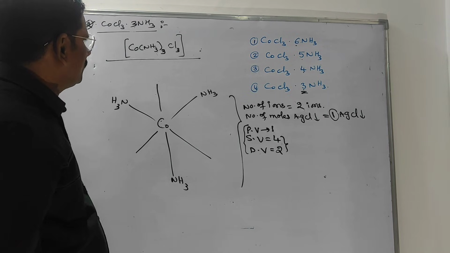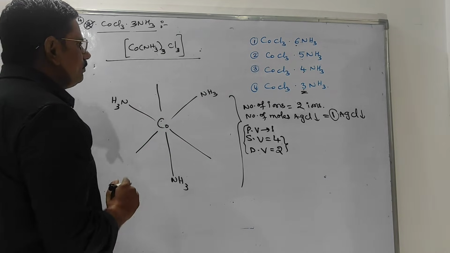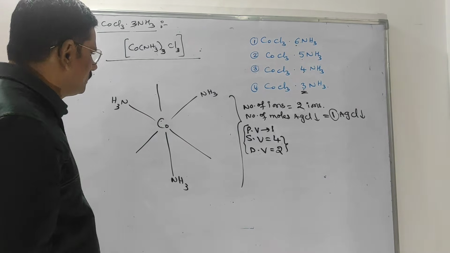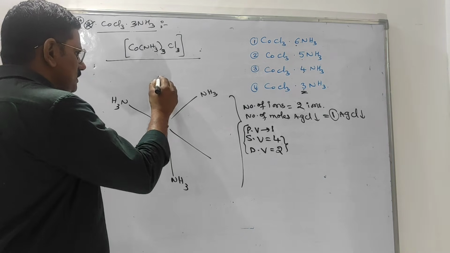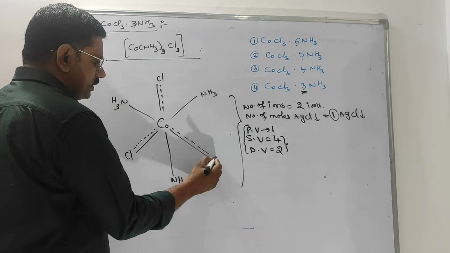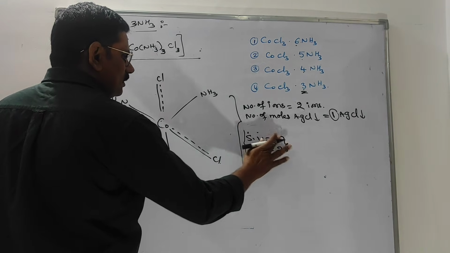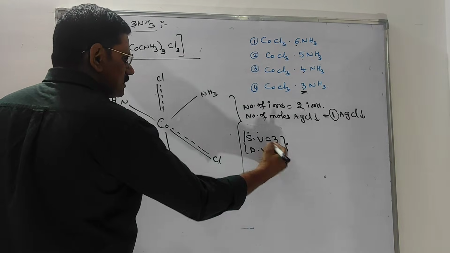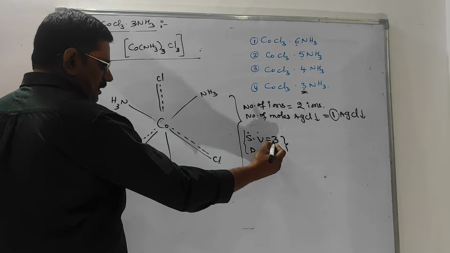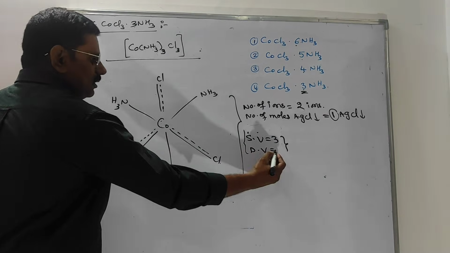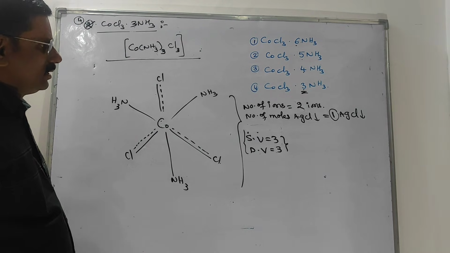Can you name it? Triamminetrichloridocobalt(III). So 3 chlorines are showing dual valency, like this. Now there is no primary valency. 3 chloride ions are showing secondary valency. 3 ammonias are showing secondary valency, and 3 chlorines or chloride ions are showing dual valency.